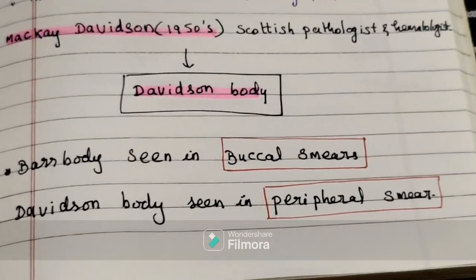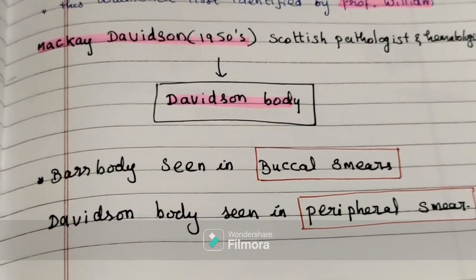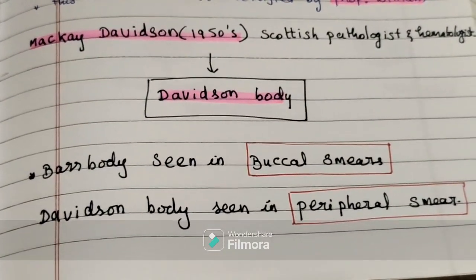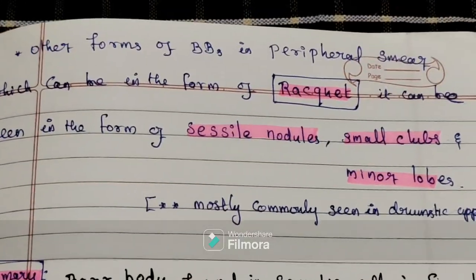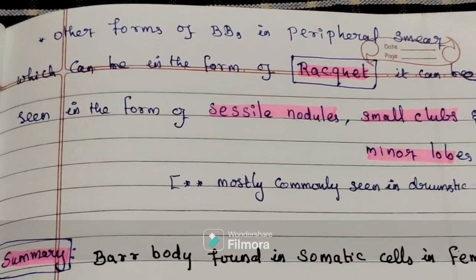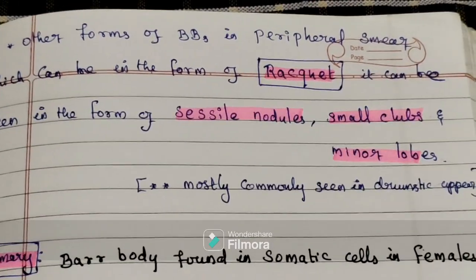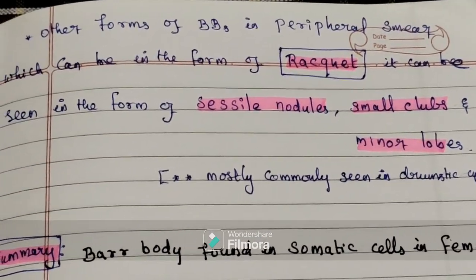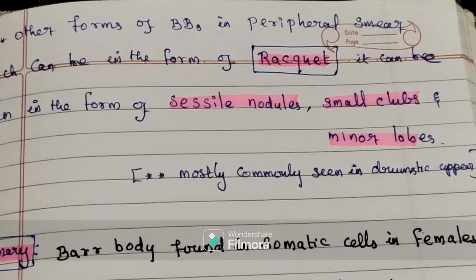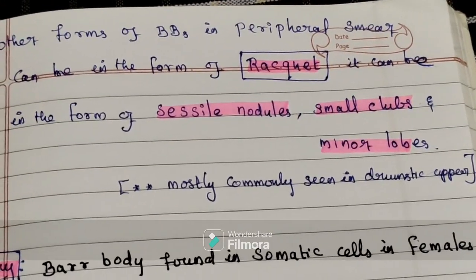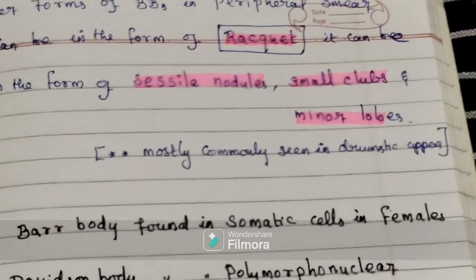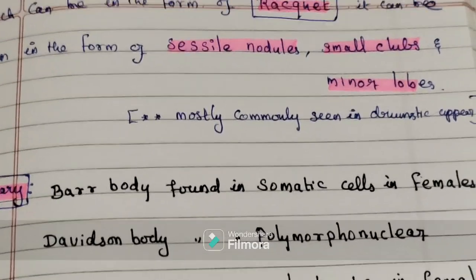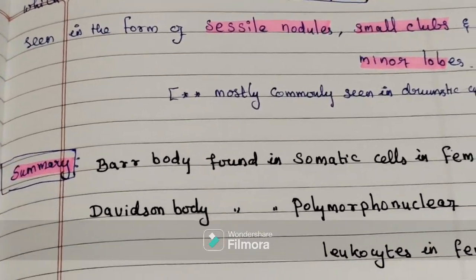Important things we want to remember here: Barr bodies are seen in buccal smear. Davidson body is seen in peripheral smear. Other forms of Barr bodies in peripheral smear can be in the form of a racket. It can be seen in the form of sessile nodules, small club and minor lobe. But the most common form is the drumstick appearance only.